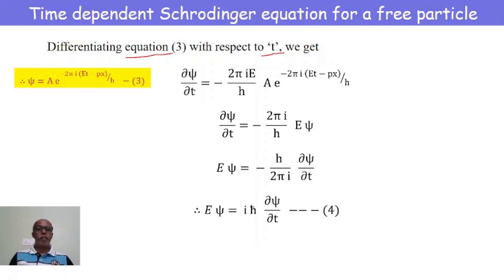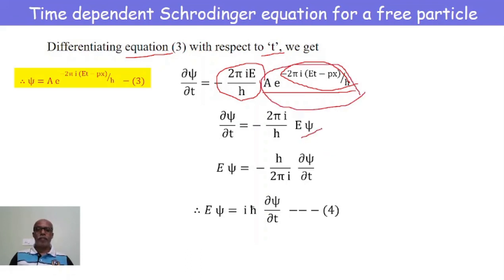So differentiating, we get d psi by dt equals minus a into exponential minus 2 pi i into (Et minus px) whole divided by h, into differential of this portion. The differential of this portion is minus 2 pi i into E by h, into dt by dt, which is 1. Therefore, d psi by dt equals minus 2 pi i by h into E, and this whole term is psi. Therefore, E psi is equal to minus h by 2 pi i into d psi by dt.